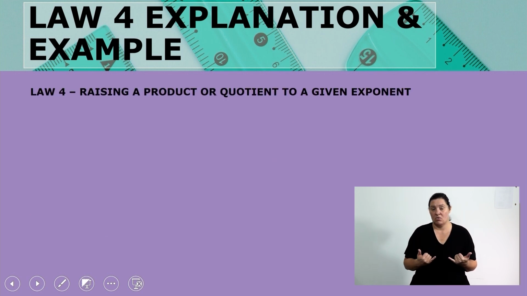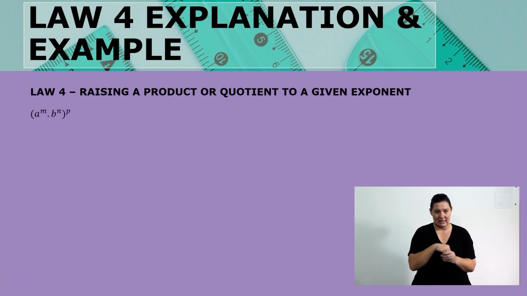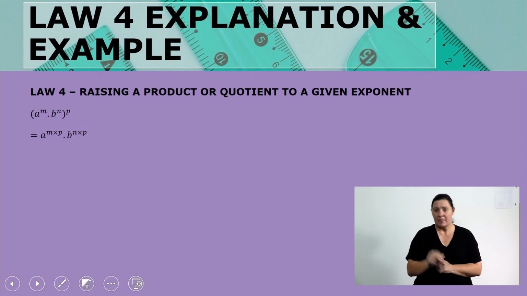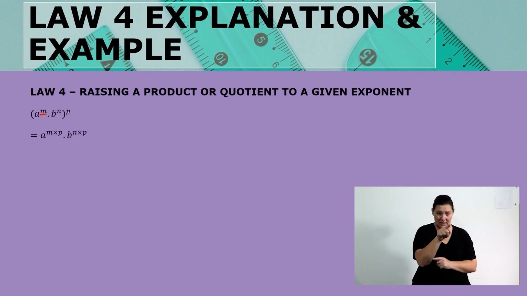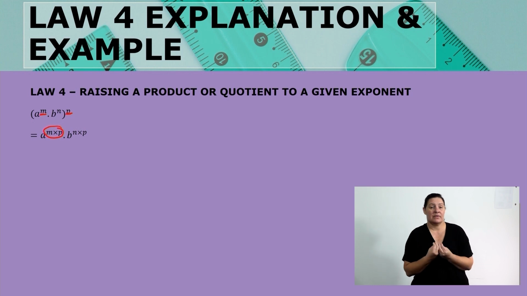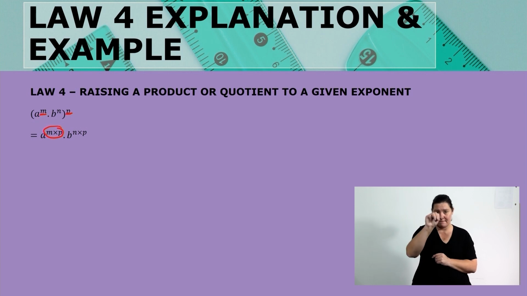Now, what about raising a product or a quotient to a given exponent? Let's look at an example where each of the factors inside has its own exponent. Can you see that each exponent is going to multiply with the exponent that has been raised? That means if I have a to the exponent m multiplied by b to the exponent n, each of the exponents is going to multiply with the raised exponent outside. So that is going to be a to the exponent m multiplied by p, multiplied by b to the exponent n multiplied by p.